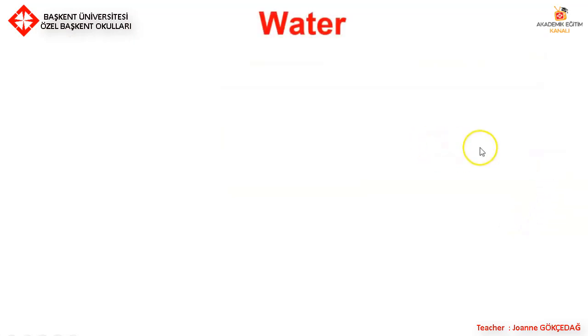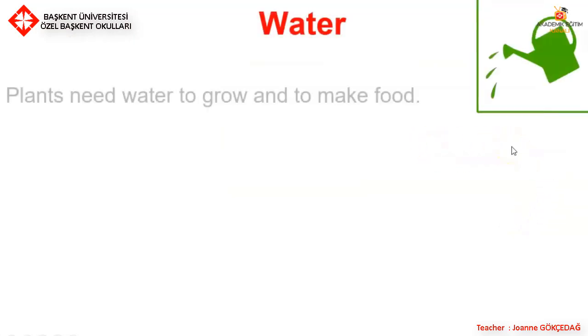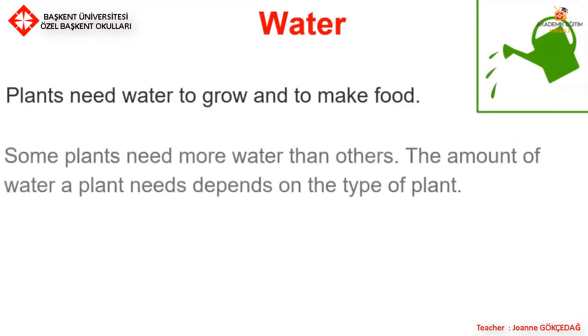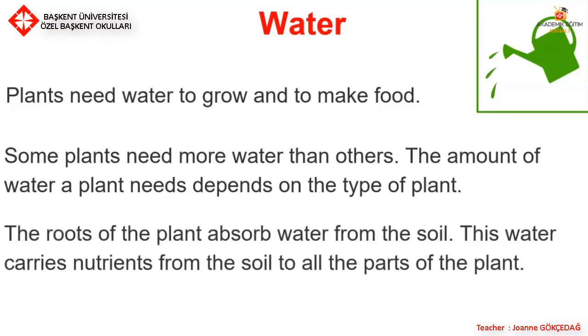So why do they need these things? Well, water. Plants need water to grow and to make food. Some plants need more water than others. The amount of water a plant needs depends on the type of plant. Some plants need very little water. Some plants need lots of water. The roots of the plant absorb water from the soil. This water carries nutrients from the soil, nutrients is the food, to all the parts of the plant.